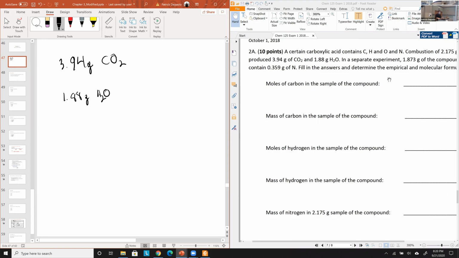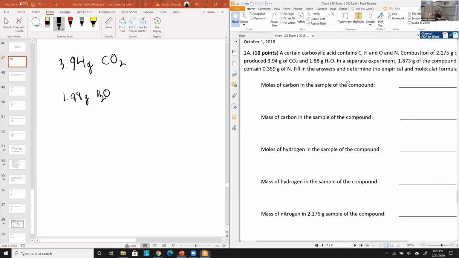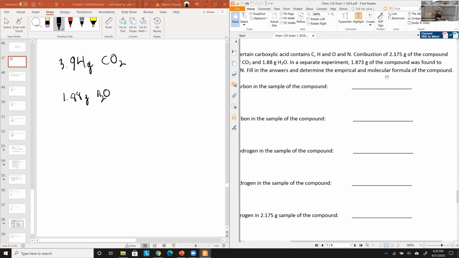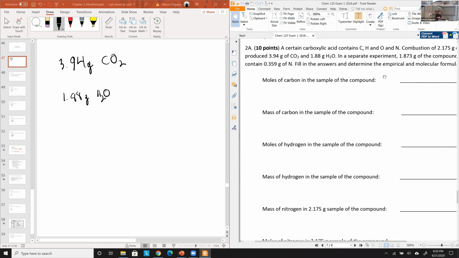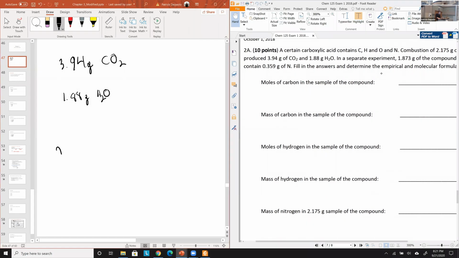In a separate experiment, 1.873 grams of the compound was found to contain 0.359 grams of nitrogen. Okay, so we know that the ratio of the percent of nitrogen is 0.359 grams to 1.873 grams. That's the percent. So total, and then percent nitrogen. Using all this information, we should be able to figure out what the compound is. Also, they give you a scheme of how to do it.